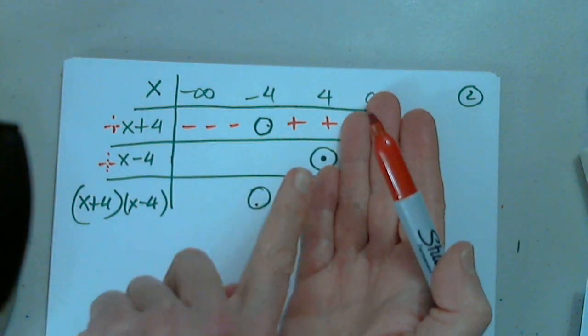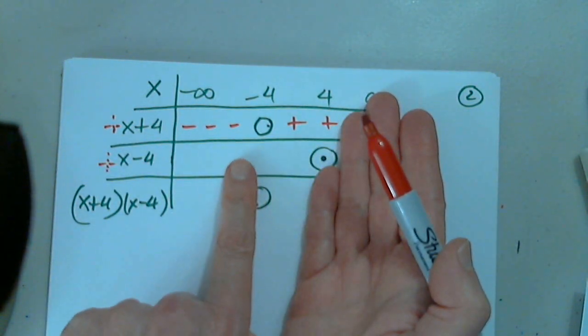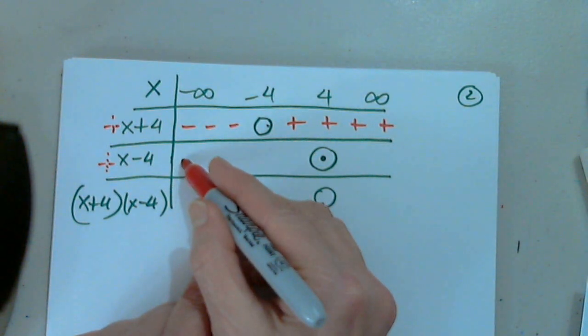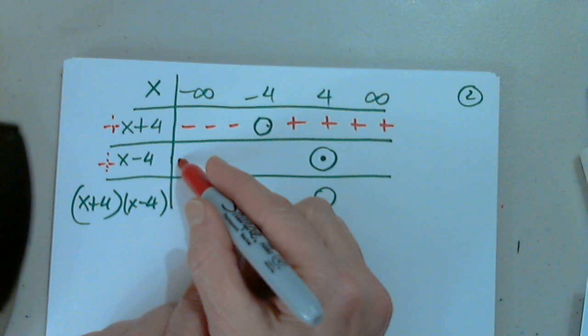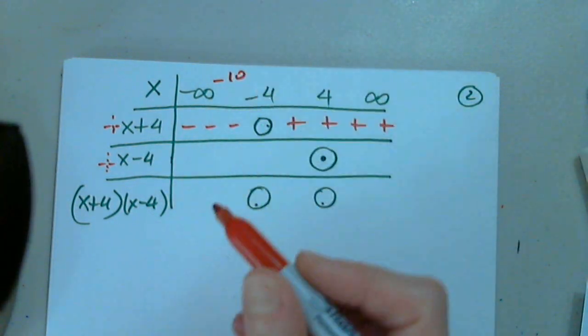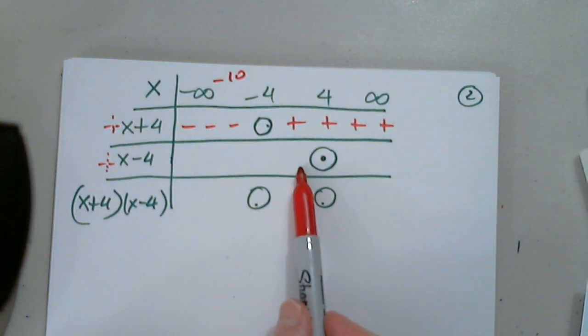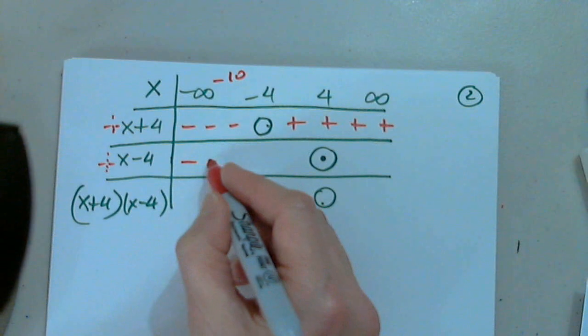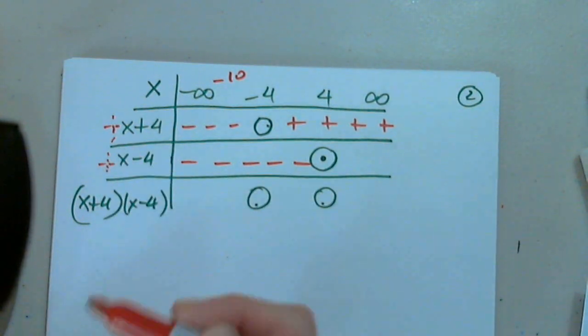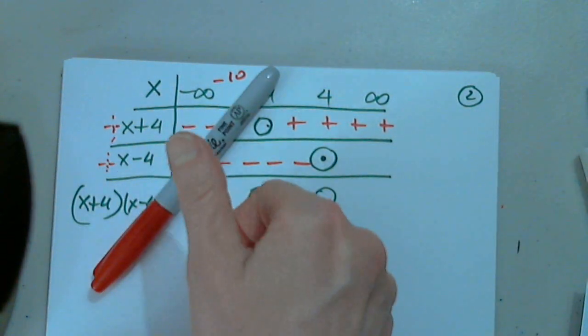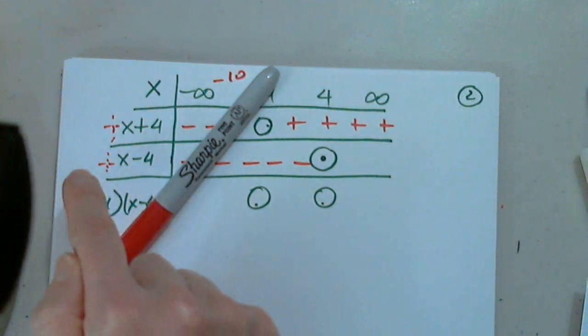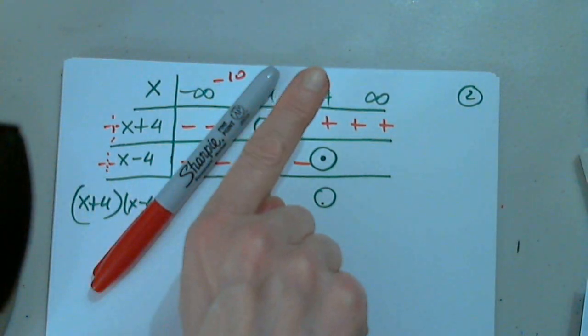So let's check. Plug in a number to the left of 4 here. Let's try. If I plug in -10, -10 minus 4 will be -14. So what sign do I put? Negative. Yes, because it's the same thing. It's a linear function with a positive slope. It comes from negative, it crosses the x-axis, and it goes positive.